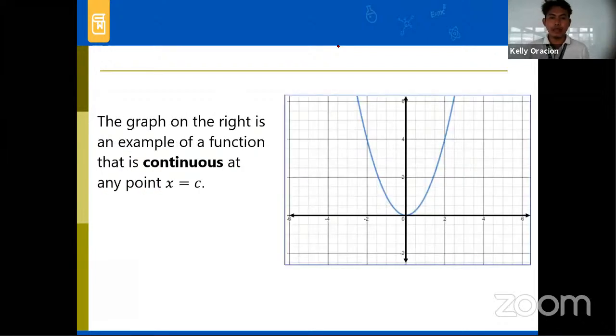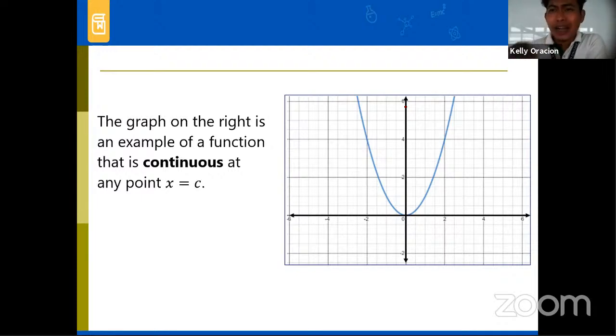Example, ito. This graph is continuous at any point. Again, this graph is continuous at any point. And to think also, you cannot find any holes, di ba? Wala ka makita mga bangag-bangag dyan. Wala ka nakikitang naka-open dot dito sa graph na ito. So this graph, this function is continuous at any point.